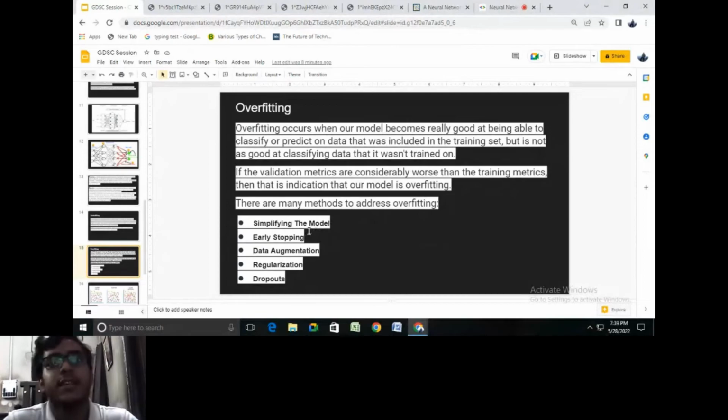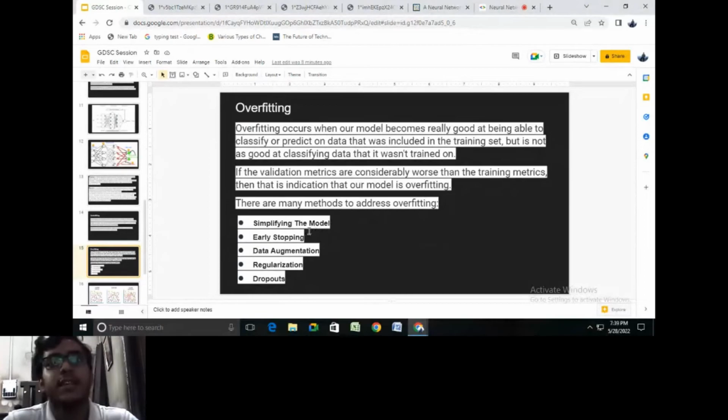Then we come to underfitting. Underfitting is a scenario where a data model is unable to capture the relationship between the input and the output variables accurately, generating a high error rate on both the training set as well as the unseen data.